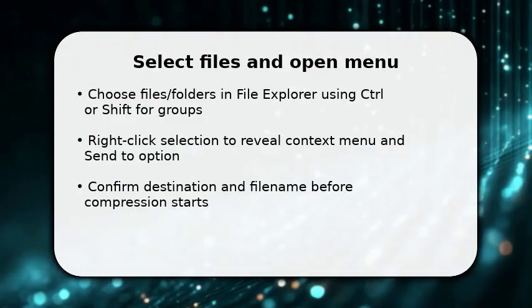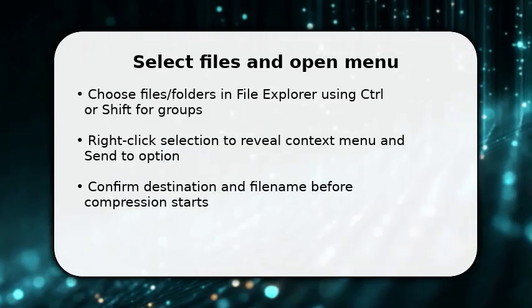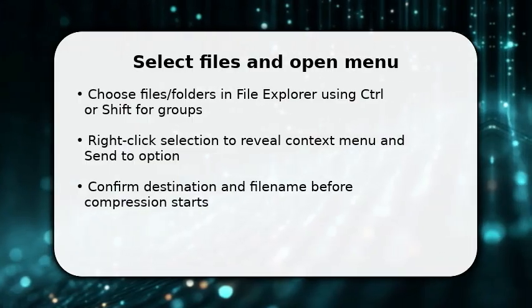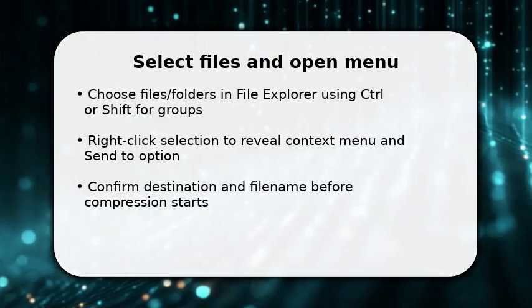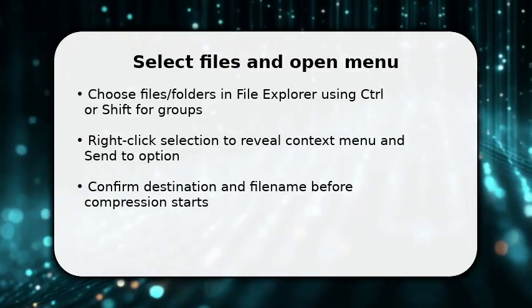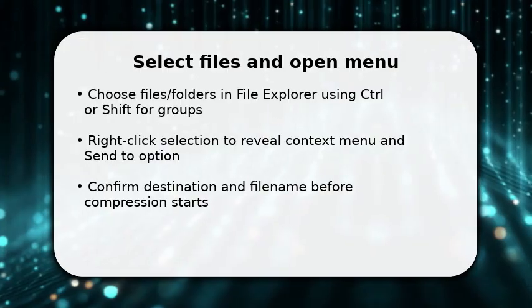You begin by selecting the exact files or folders you want to compress. This determines archive size and structure. Once selected, right-click and choose Send to, then Compressed (zipped) folder, so Windows uses built-in zip without extra software. Make sure to give the new zip a clear name immediately. This avoids confusion later when you extract.